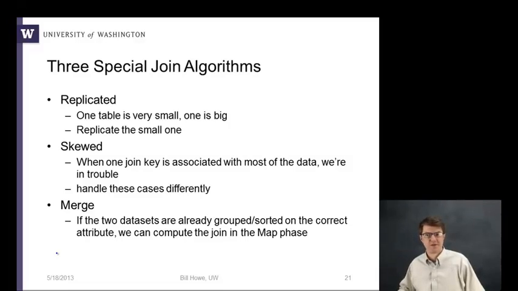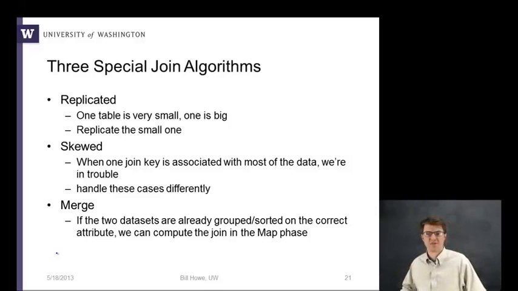The second special case here is a skewed join. What I mean by that is if there are many values in one table that join with many, many values in the second table, then you'll end up with one reducer doing most of the work, and the effects of parallelism get washed out.